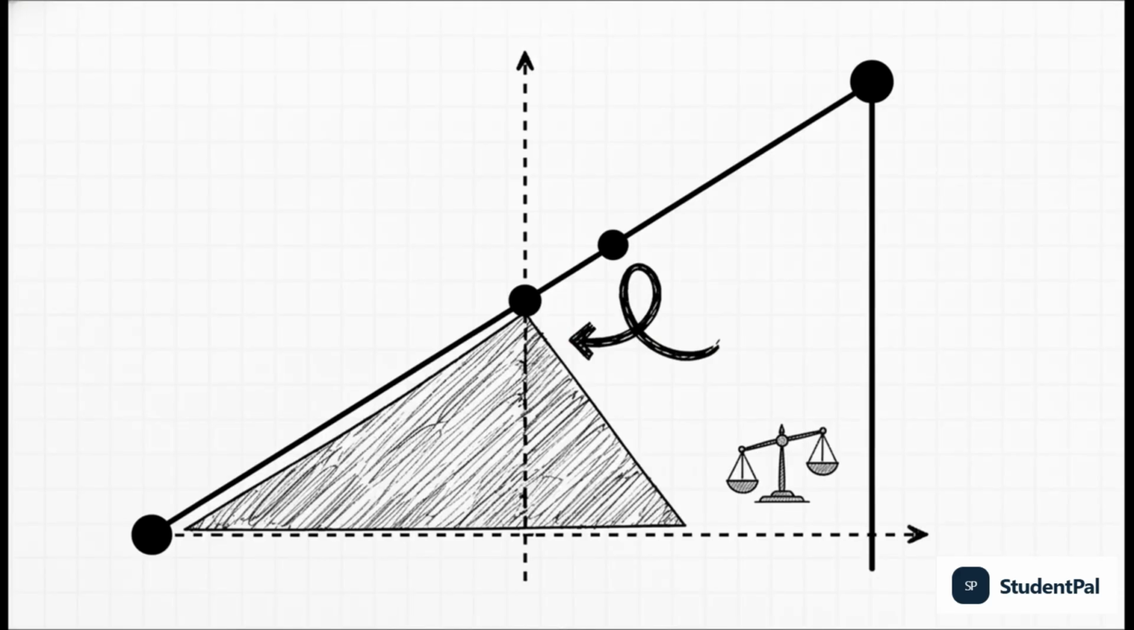Let's call our internal division ratio m1 to m2. By drawing similar triangles on our graph, we can scale the coordinates algebraically. To find the x-coordinate of our sweet spot, we cross-multiply: m1 times x2 plus m2 times x1, all divided by the sum of our ratio, m1 plus m2. And the y-coordinate mirrors this exact same logic. We're essentially just blending the coordinates based on the weights of the ratio.